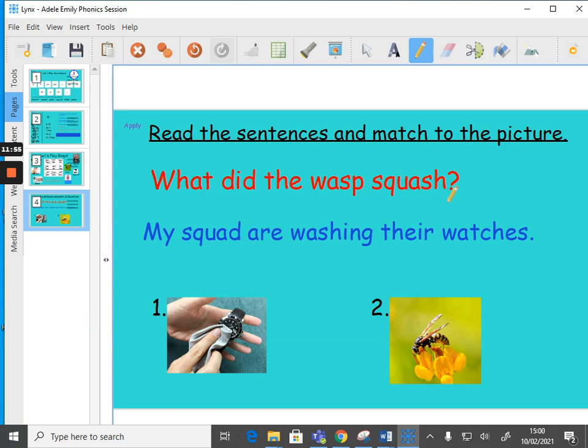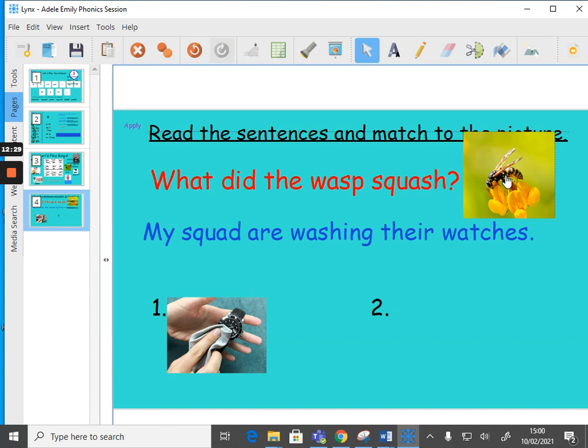That doesn't sound right, does it? Let me think about my spelling rule. After the qu sound, it's always the short O sound, which is spelt with an A. So that means I need to sound this out as an O. Squash. What did the wasp squash? Fantastic reading, everybody. Now, which picture does my red sentence go with? What did the wasp squash? That's right, it's picture number 2.